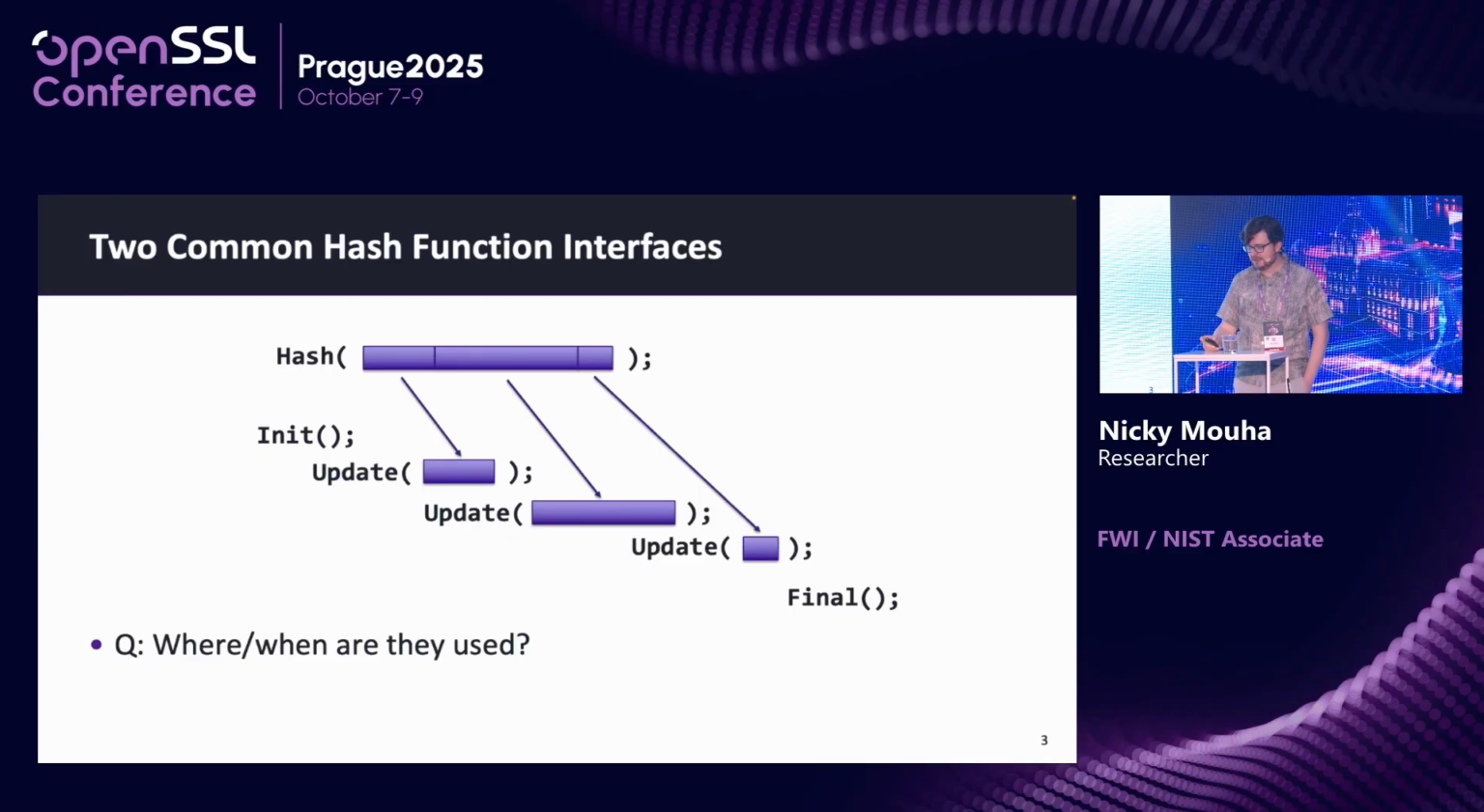If you want to implement a cryptographic hash function, there are two interfaces that are common. One is a one-shot interface, hash, where you just provide the whole message at once. And then typically, you'll also see an interface that allows you to process the message in parts of an arbitrary length. You first call init to initialize a data structure, then any number of times update to process different chunks, and at the end, final to compute the hash. Small question here. Does anybody have an idea where or when you would use this init update final interface?